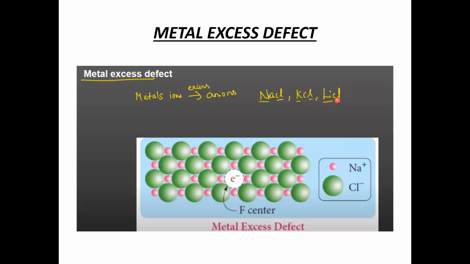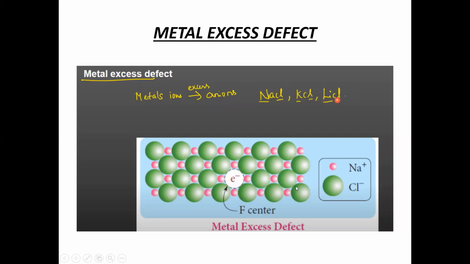Next one is the metal excess defect. Metal ions are present in excess compared to the anions. Examples for metal excess defect are NaCl, KCl and lithium chloride. All are alkali metals. We are going to heat these for the metal excess defects. First, we take NaCl as an example.